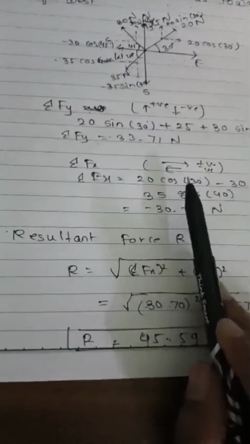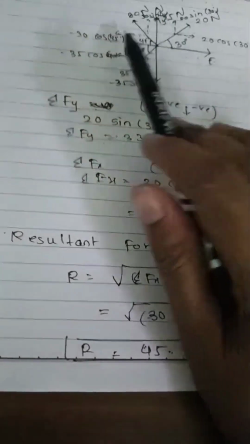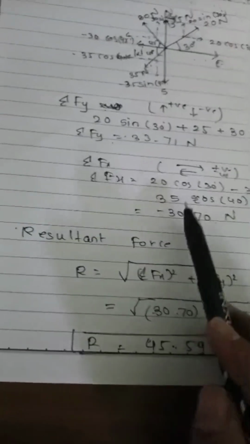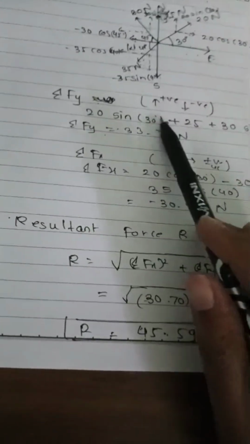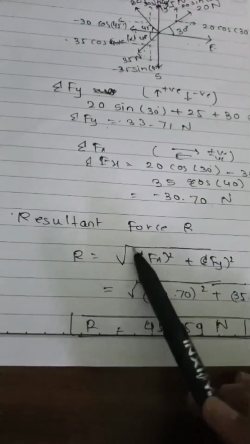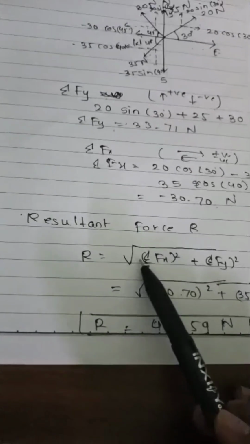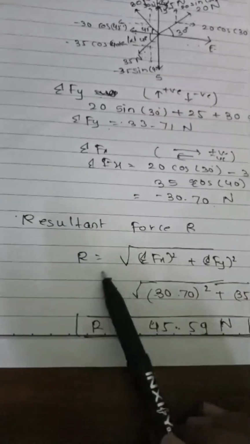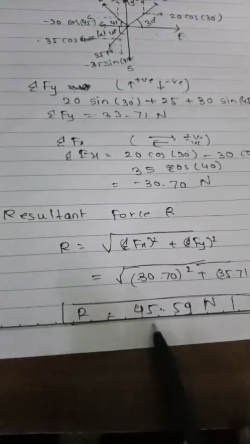Then after that we calculate the summation Fx, that is all the horizontal forces, and this is minus 30.70 Newton. After finding summation Fy and summation Fx, we can find the magnitude of the resultant force, that is R. It is given by the formula R is equal to under root summation Fx square plus summation Fy square. Then the final resultant will be 45.59 Newton.